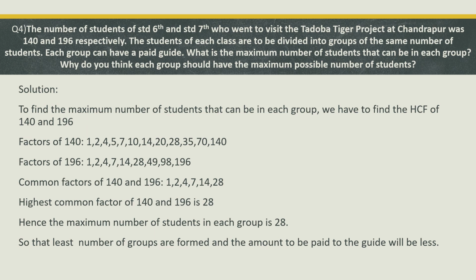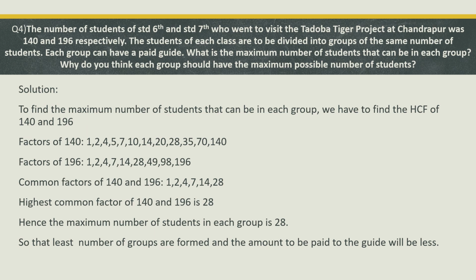What is the maximum number of students in each group, and why do you think each group should have the maximum possible number of students? So here again we have two numbers. We are being asked to find the maximum number. We'll find the factors, common factors and highest common factor.